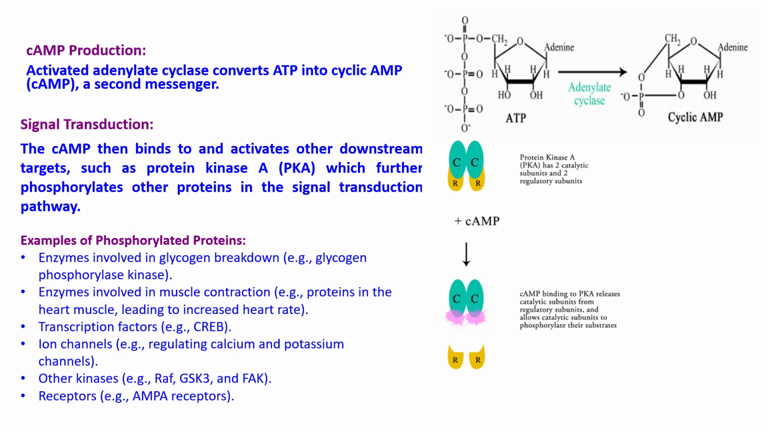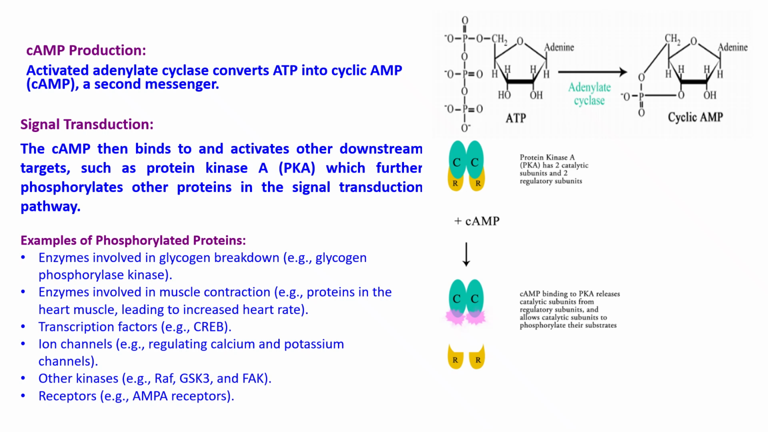Activation of adenylate cyclase involves cAMP production. Adenylate cyclase is an enzyme which converts ATP into cyclic AMP, which is a second messenger. The structure of ATP and cyclic AMP you can see in the slide.